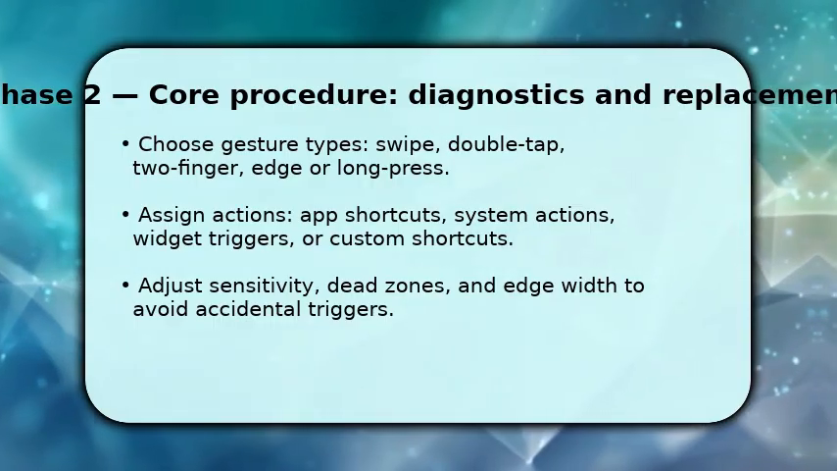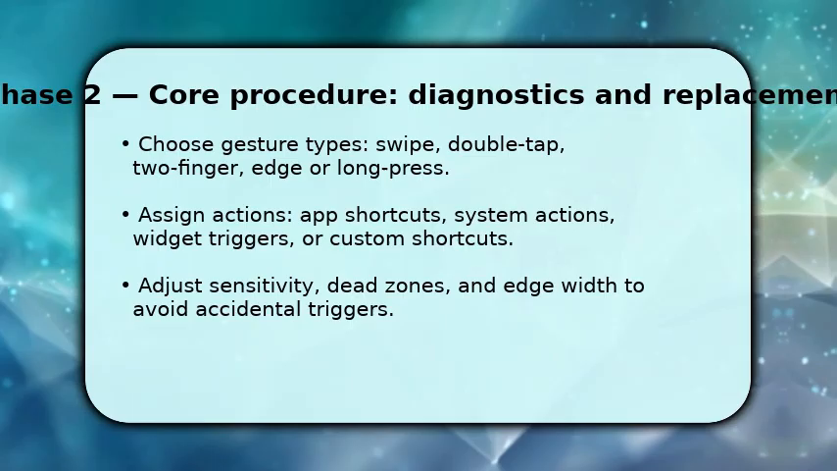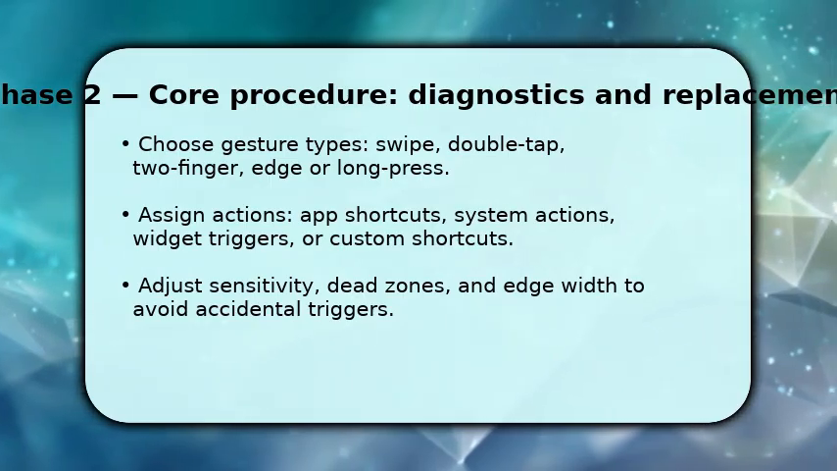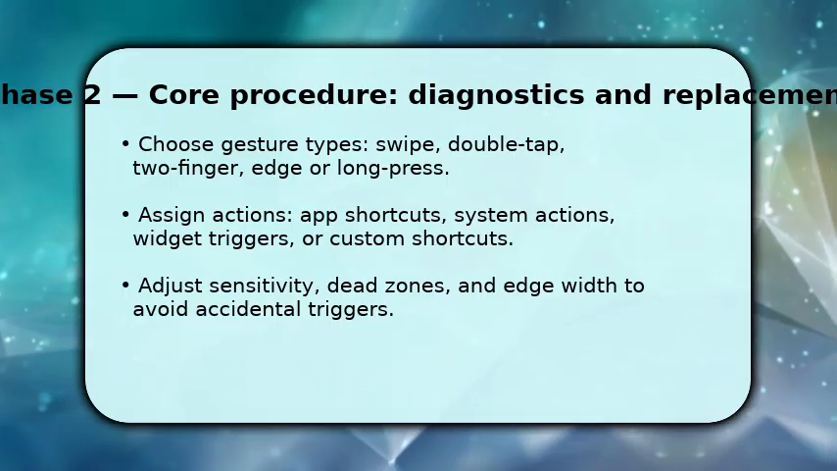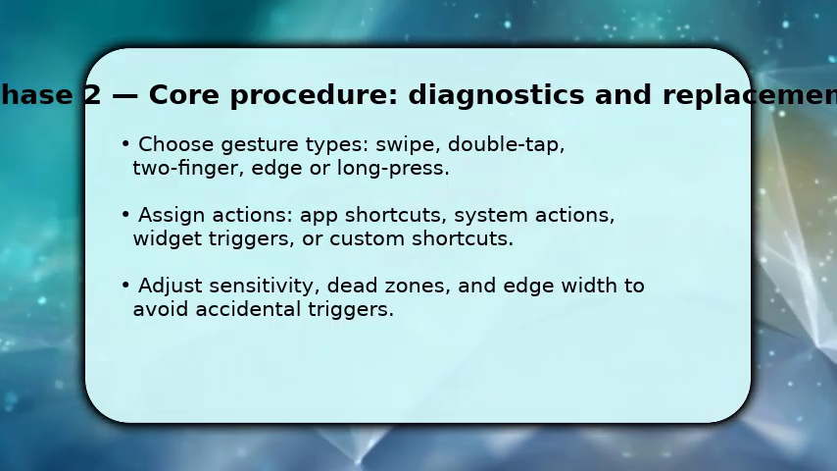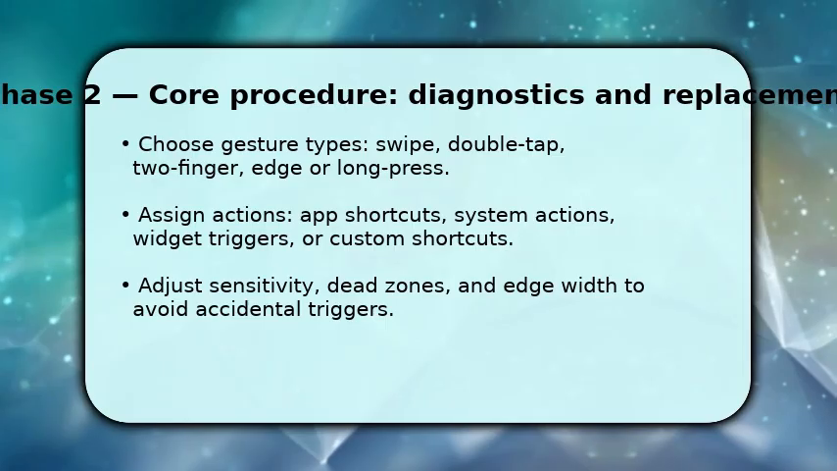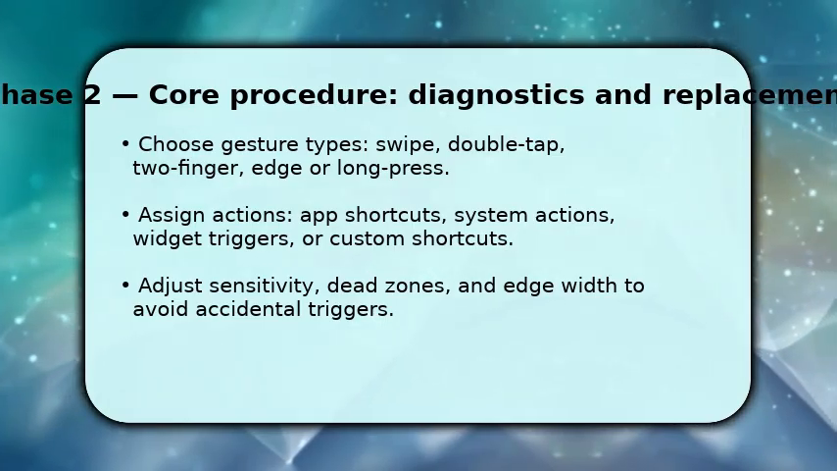Make sure you understand why sensitivity matters. Too high causes false positives, too low requires exaggerated motions. Adjust edge width and dead zone to match your hand position. If the launcher supports gestures per app, use that to disable them in games.